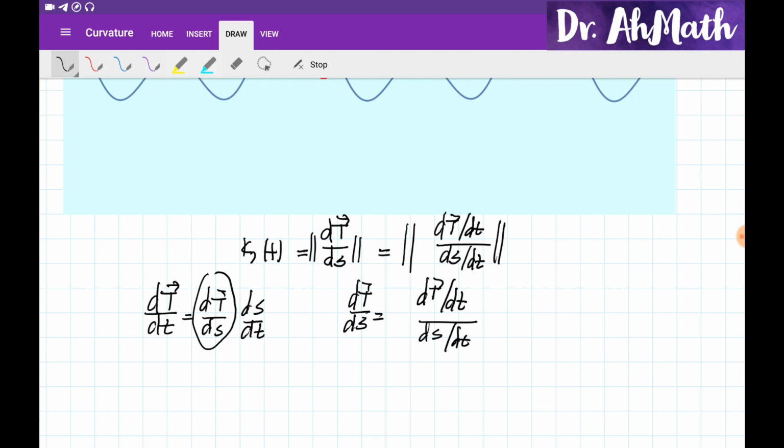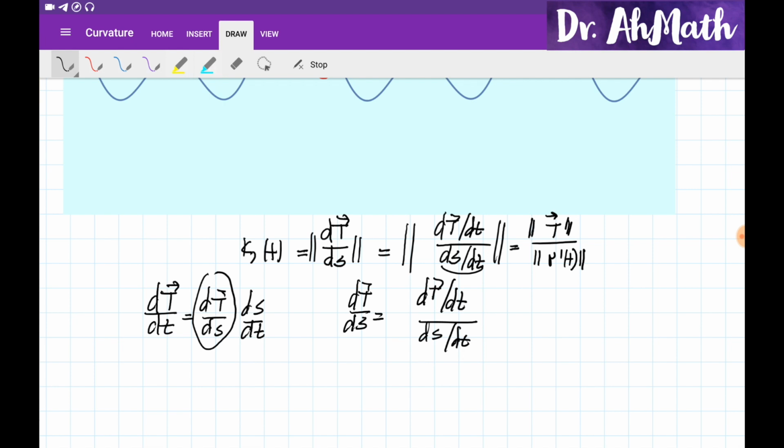Please note that we can write this as the norm of T prime divided by ds/dt, which is nothing else than the norm of the derivative of the curve at the point t. So this is a formula to find the curvature.